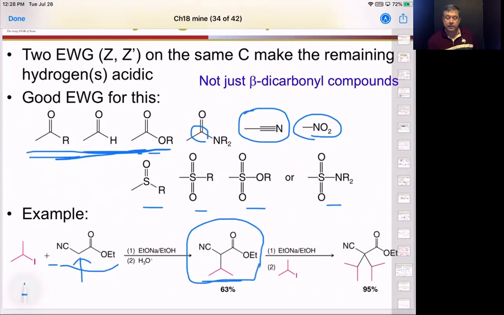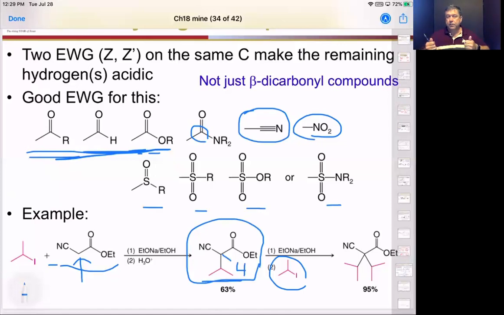And then, of course, it still has an alpha hydrogen. And we can attack it with the same nucleophile, using the nucleophile on the same alkyl halide or a different alkyl halide if you wanted it unsubstituted, or symmetrically substituted or unsymmetrically substituted. So you can change your alkyl halide in the second step and it'll be different.